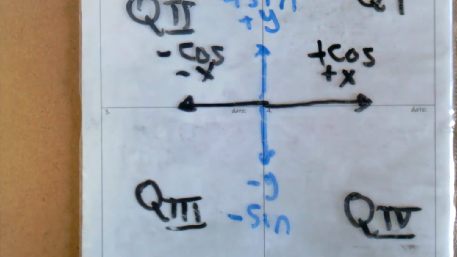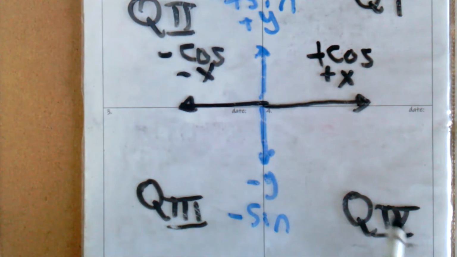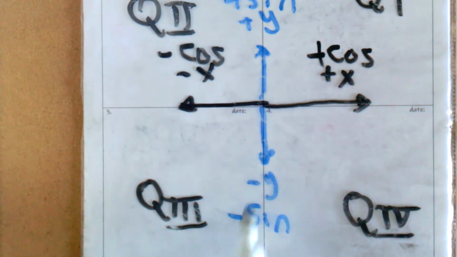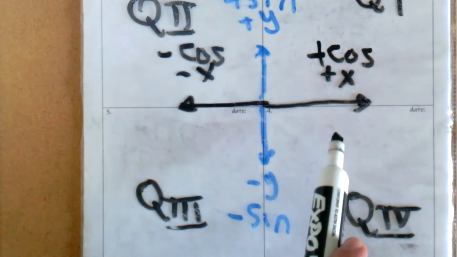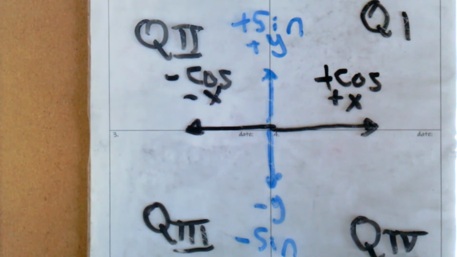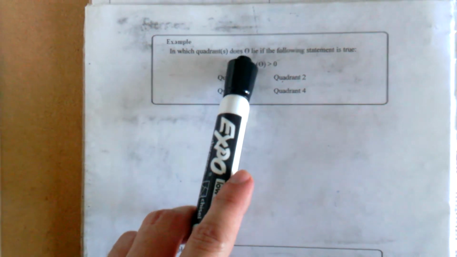And then finally, in quadrant 4, to get to quadrant 4, we need to go to the right, where cosine is positive, and we need to go down, where sine is negative. So in quadrant 4, cosine is positive and sine is negative. Okay, so now let's take a look at some examples. The first example is asking us, in which quadrant does theta, remember theta is just an angle, I'll go ahead and write that, theta is an angle.